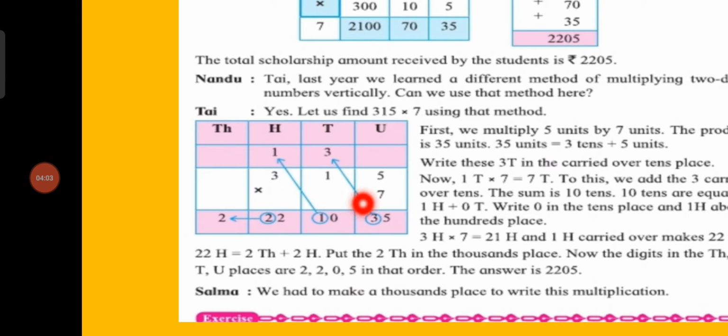315 multiplied by 7. 7 5s are 35. 3 carry over. 7 1s are 7 plus 3 is 10. 1 carry over. So 7 3s are 21 plus 1 is 22. And this 2 will come in the thousand place.